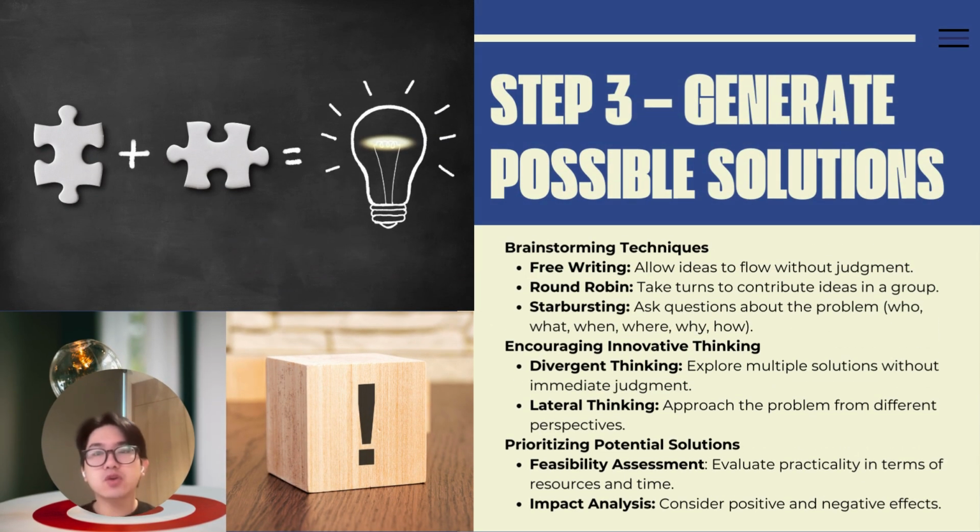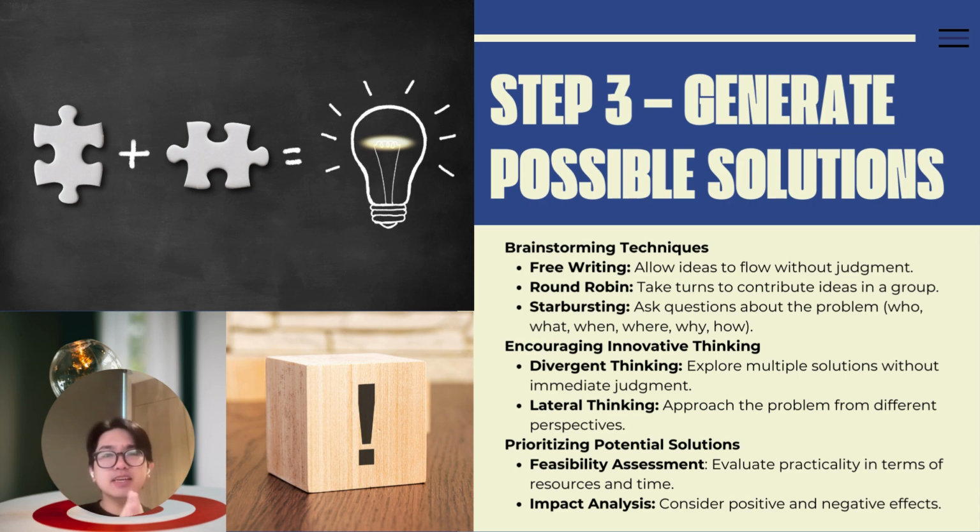Step 3, we focus on generating possible solutions through various brainstorming techniques and foster creative thinking. The first technique is free writing, where you allow ideas to flow without censorship, writing down as many ideas as possible within a set time frame. Next one is the round robin technique, which ensures everyone in the group participates by taking turns to contribute ideas, promoting a diverse range of solutions.